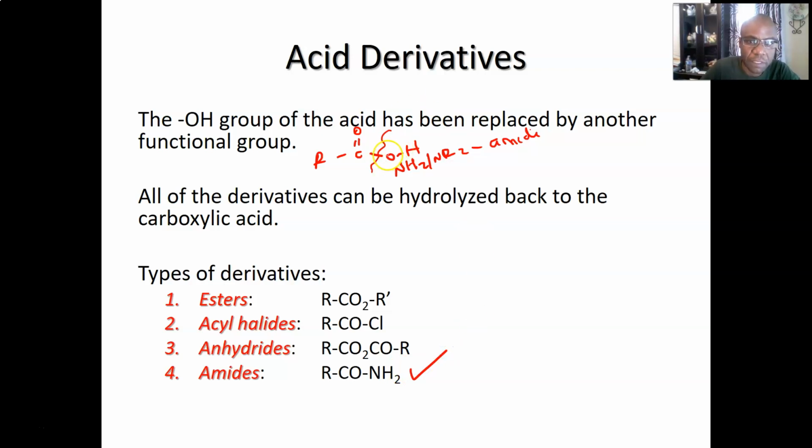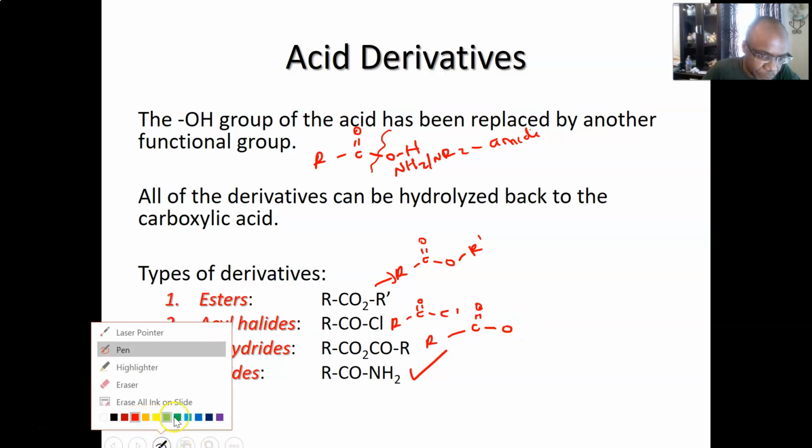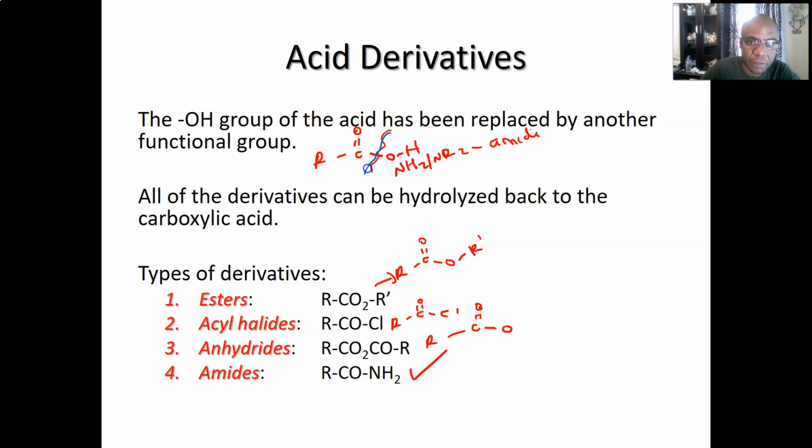If you replace the OH with the Cl, you get an acid chloride. If you replace the OH with an OR group, you get an ester. If you replace the OH with another ester-looking functional group, or a carboxylate, so to speak, you get an anhydride.